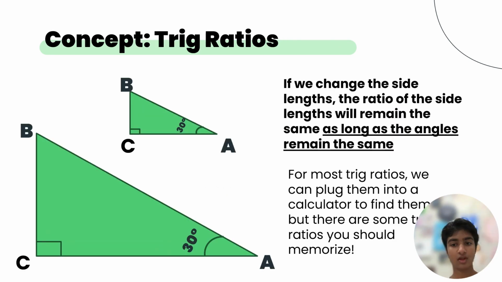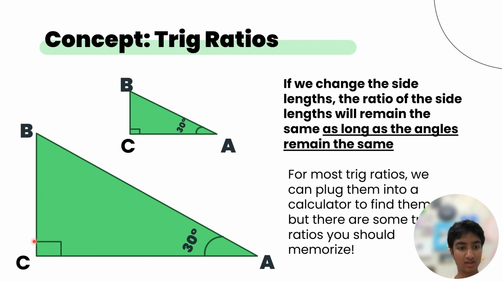Okay, now let's look a little bit at trig ratios and exactly what they mean and how they're really applicable. So basically, if you change the side lengths, the ratio of the side lengths will remain the same as long as the angles remain the same. And basically what this means is, as you can see here, this triangle is proportional to this one. Means the ratio from like this side to this side is the same for both of them. B to C for this triangle is proportional to B to C for this triangle, and AC is proportional to AC, because the angles are the same.